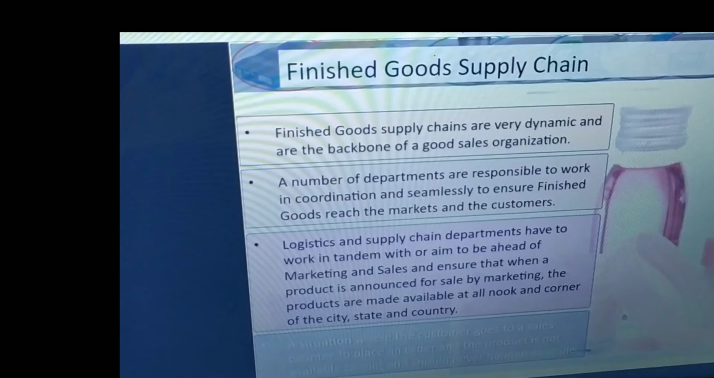Now another important thing, that is finished goods supply chain. Finished goods supply chains are very dynamic and are the backbone of a good sales organization. A number of departments are responsible to work in coordination and seamlessly to ensure finished goods reach the market and the customers. Logistics and supply chain departments have to work in tandem with, or aim to be ahead of, marketing and sales and ensure that when a product is announced for sale by marketing, the product is made available in every nook and corner of the city, state and country. So it's a very important part. You can realize that the finished product should reach all the nook and corner of the country, all the people, so that it's available, and this is the main finished goods supply chain objective, dear students.